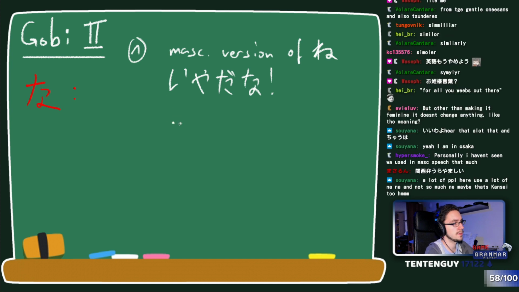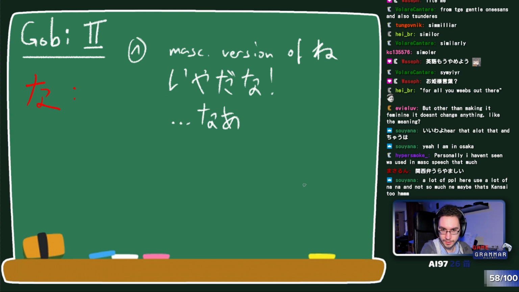So when you have something dot dot dot na, or full, written out na. Elongation does the same thing as it did for ne. It can sound sort of thoughtful or pensive, or like when you're regretting something in some cases. So natsukashi na, it's like, man, that is nostalgic.